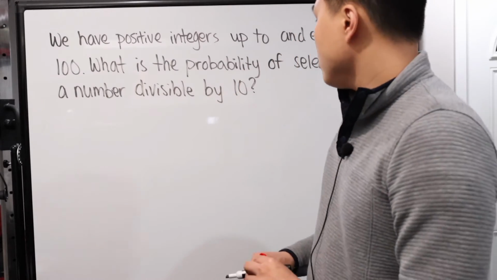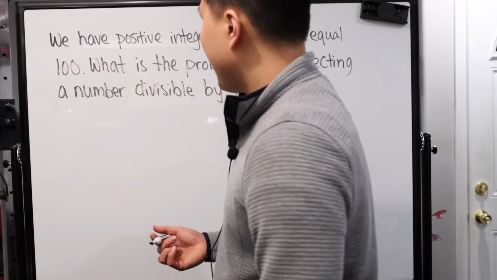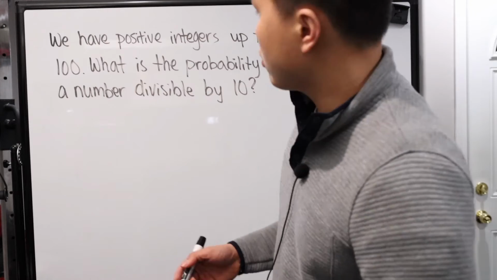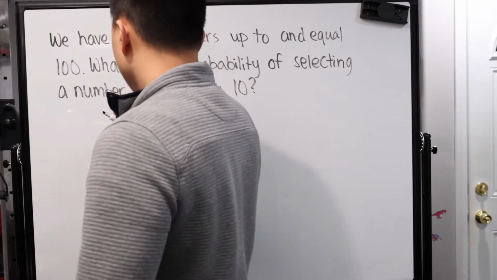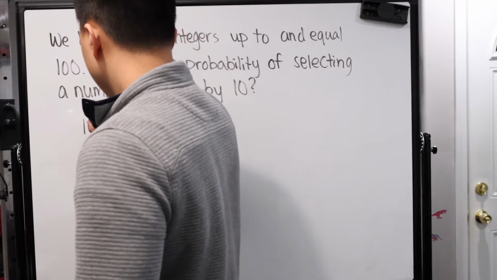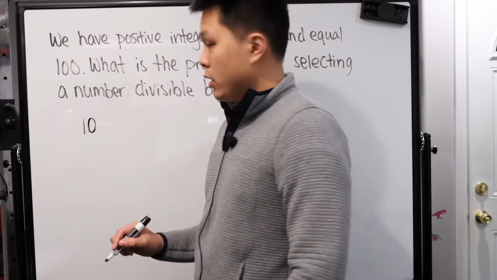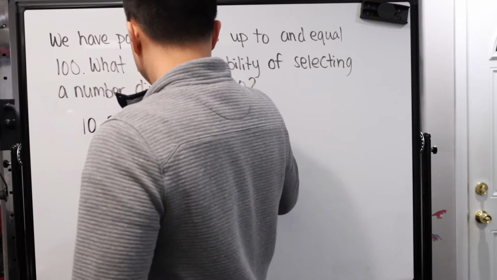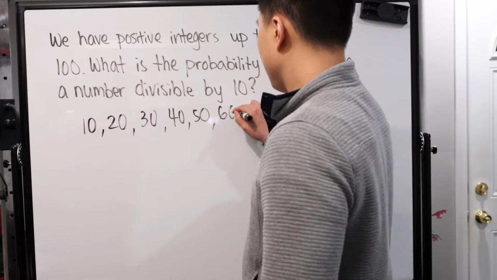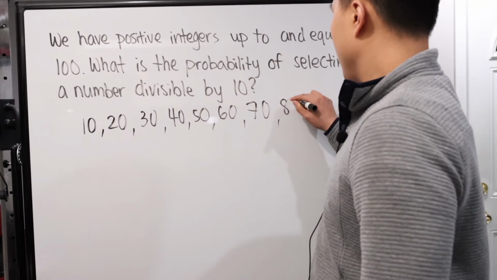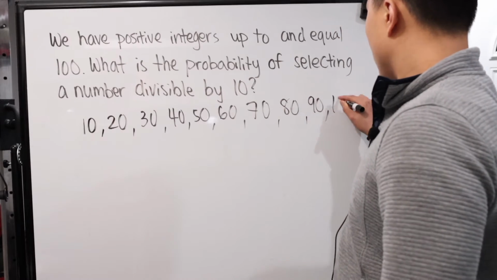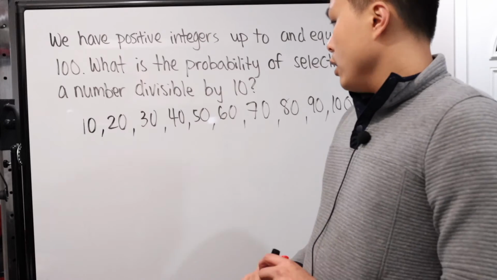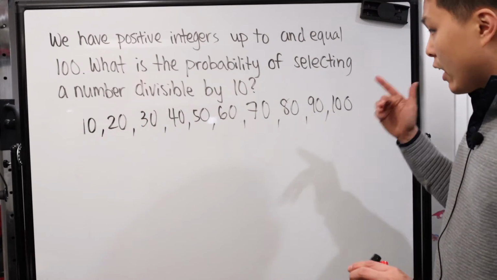What is our desired outcome? Well, any number that's divisible by 10. And in this case, they're all positive integers. So since it's positive, 0 doesn't count. So we have 10, that's divisible by 10, clearly. Then we have 20, and we can go on: 30, 40, 50, 60, 70, 80, 90, and of course 100, because it is up to and equal to 100. There we go. So this is all of our desired outcome.